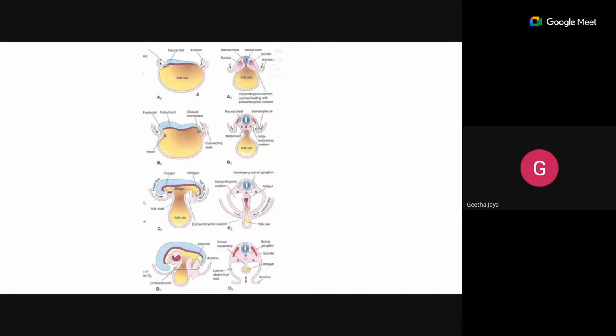Now, in this diagram, this is the somatopleuric mesoderm. This is the splanchnopleuric mesoderm. Here, this is the splanchnopleuric mesoderm. This is the somatopleuric mesoderm. Getting it?